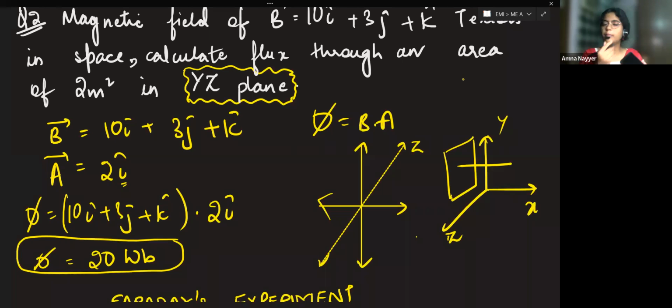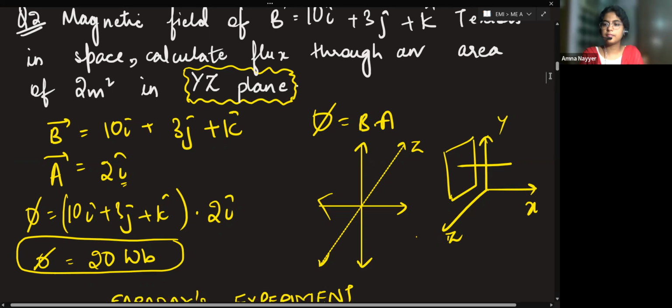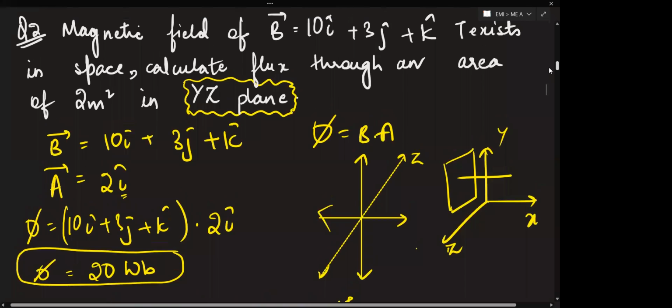Because if, let's say, the question had said ZX plane, perpendicular to this would give you the y-axis, j cap. Had it said XY plane, perpendicular to the XY plane is your z-axis, so you would have used k cap. Now understood? Yes, ma'am, understood.